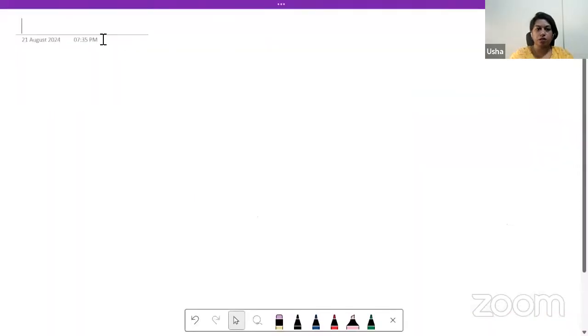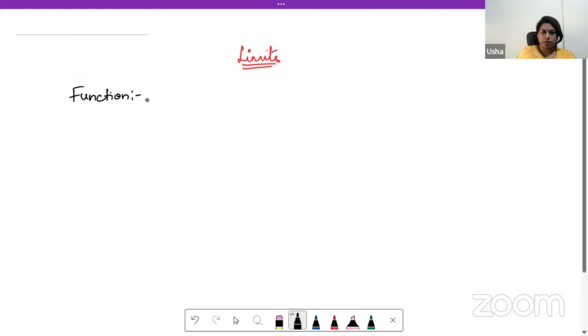So before we try to understand limit, we'll first see what is a function. We all know what is a function, right? A function is written like this: y equals f of x, right? This is how we write a function. Here, y is the dependent variable.